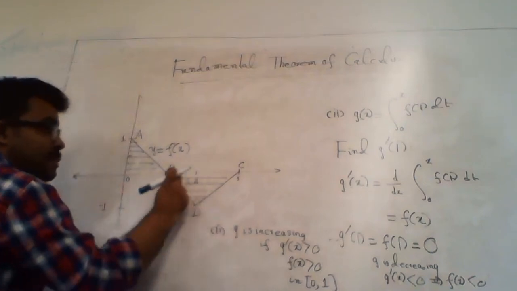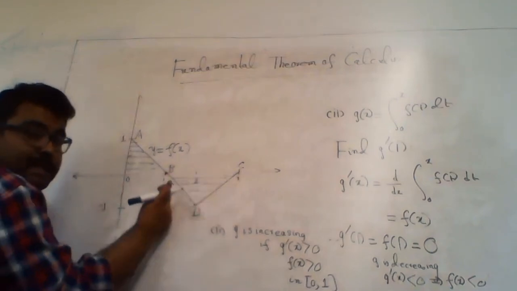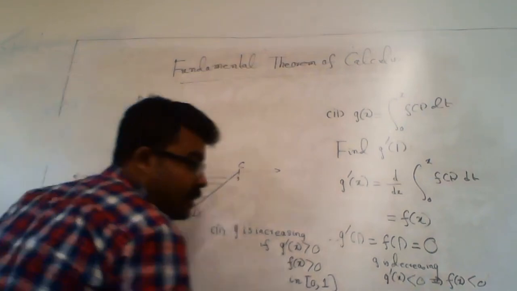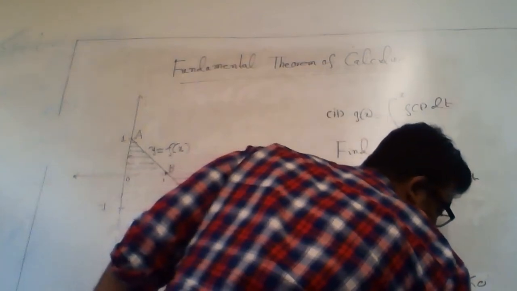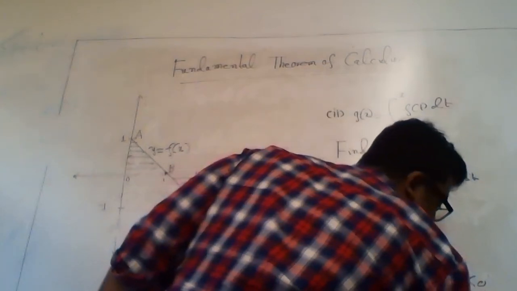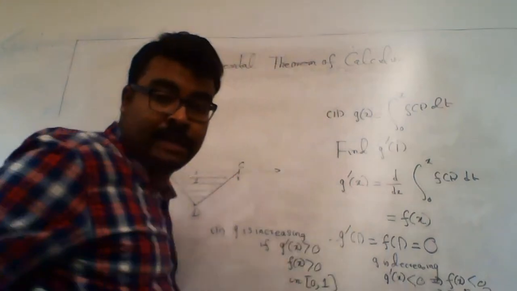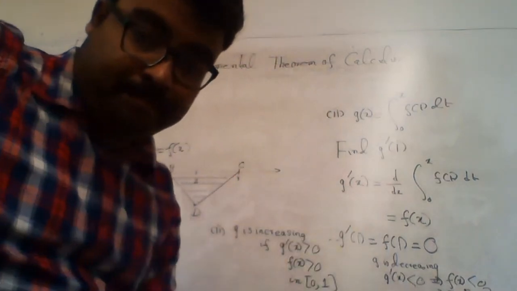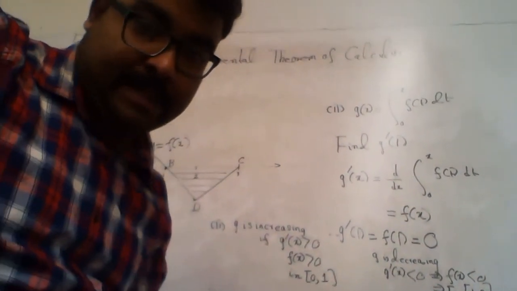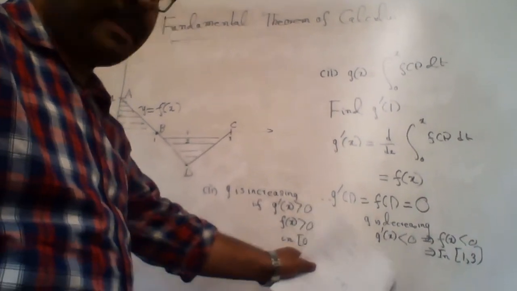F x is less than 0 here. It is below the x-axis. What is this interval? 1 to 3. So in 1 to 3. Thus g is decreasing in the interval 1 to 3.